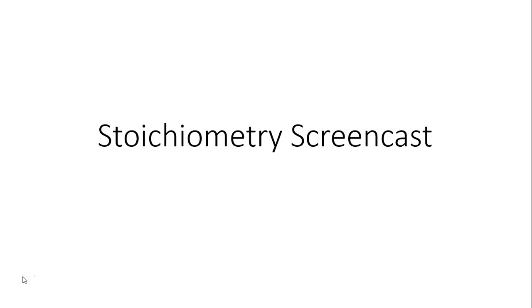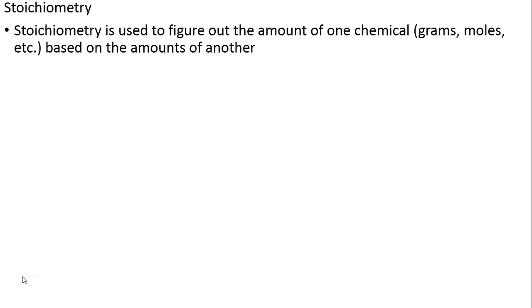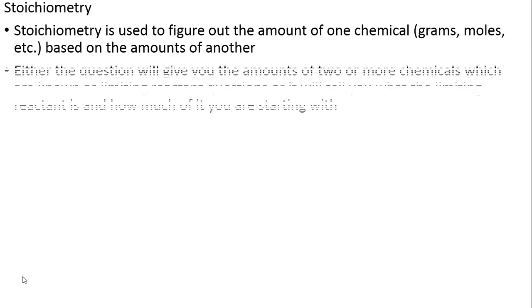Alright, stoichiometry. What is it and how do we use it? So, first off, what is it? Stoichiometry is used to figure out the amount of one chemical, grams, moles, etc., based on the amounts of another. So they give you the amount of one chemical in whatever unit they want to, grams, atoms, liters. They ask you to figure out the amount of another chemical based off of that using a balanced chemical equation.